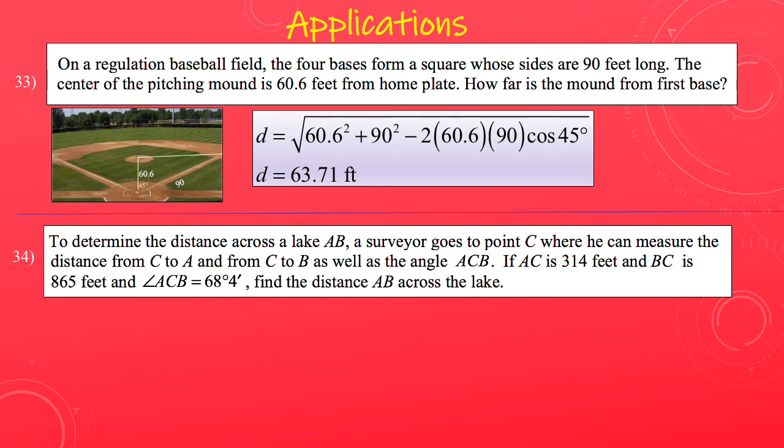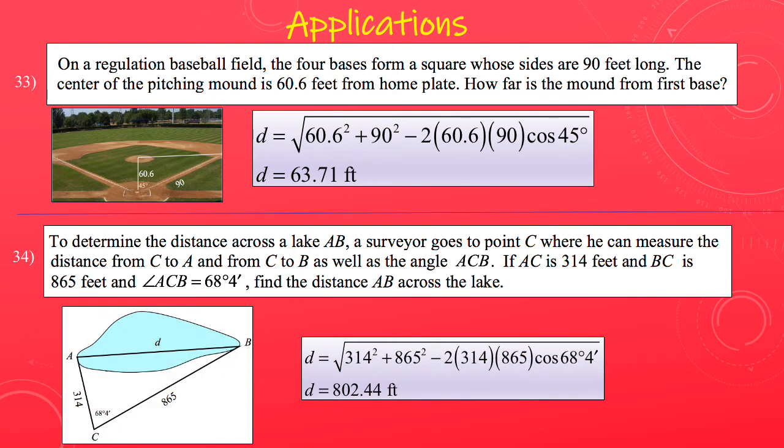34 reads, to determine the distance across a lake AB, a surveyor goes to point C where he can measure the distance from C to A and from C to B, as well as the angle ACB. If AC is 314 feet and BC is equal to 865 feet, and angle ACB is 68 degrees 4 minutes, find the distance AB across the lake. We draw the picture carefully.